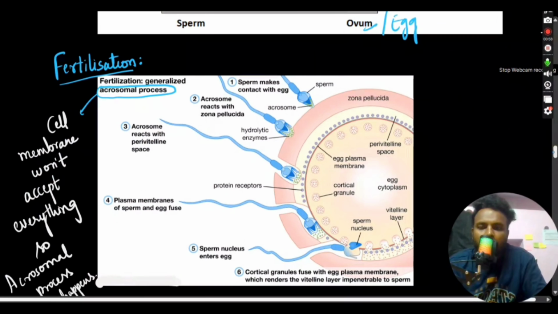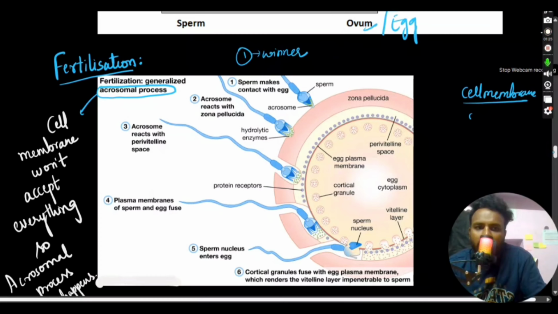Then fertilization. There is one dialogue in Three Idiots: there will be 3 million or some millions of sperms, and only one sperm can make it. We are already winners, right? So many of the sperms will reach the egg. When I was teaching about the cell membrane, I told you it has a phospholipid bilayer and it won't allow all things inside. There are two types of transport, active transport and passive transport.